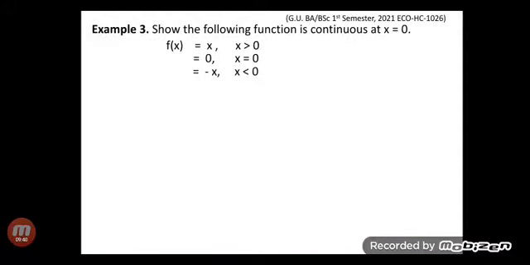Example number 3. Check whether the following function is continuous at x equal to 0, where f(x) is equal to x if x is greater than 0, that is, if x is positive, f(x) equal to 0 when x equal to 0, and f(x) equal to minus x when x is less than 0, that is, when x is negative.